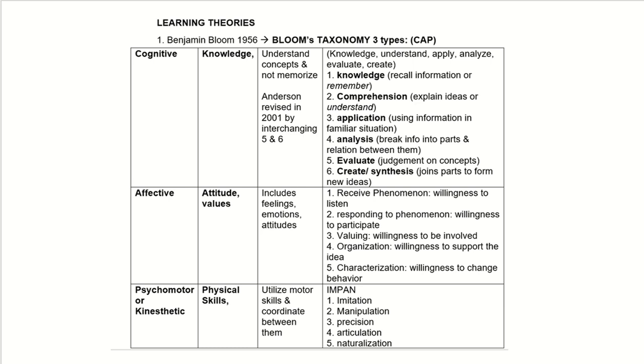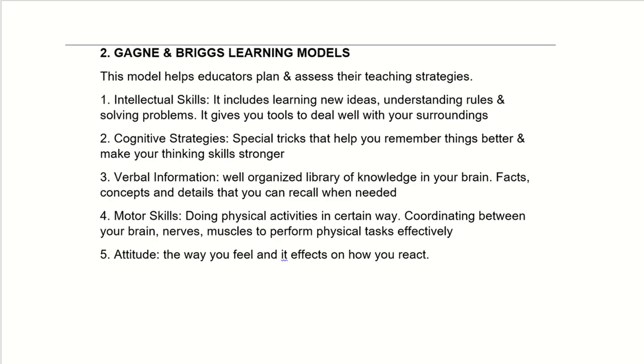Next we move to Gagne's and Briggs learning model. Now this model helps educators plan and assess their teaching strategies. Okay, so first here includes intellectual skills. It includes learning new ideas, understanding rules and solving problems. Second is the cognitive strategies, where special tricks that help you remember things better. Third is the verbal information. So here, well organized library of knowledge in your brain, facts, concepts and details that you can recall when needed.